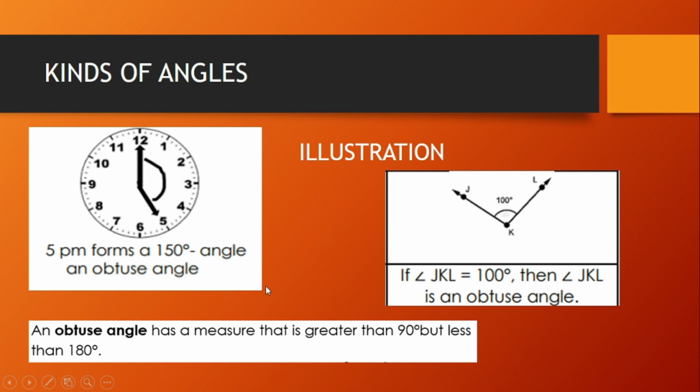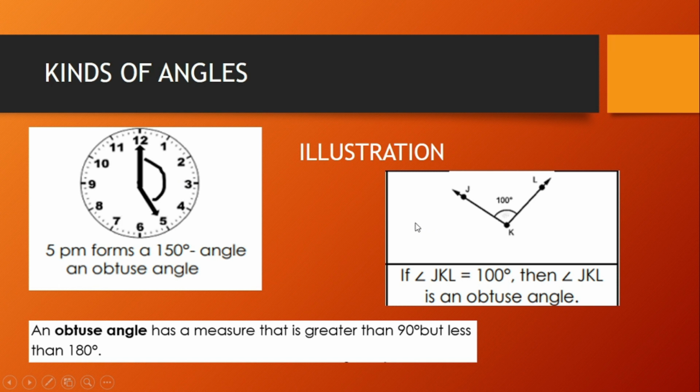Illustration, for example, I have here, angle JKL is equal to 100 degrees. Di ba sa 100 degrees, mas malaki kay 90, but less than to 180. So, meaning to say, angle JKL is an obtuse angle. Another example, for example, angle JKL is equal to 95 degrees. So, that is an obtuse angle. It is greater than 90, but less than 180 degrees.